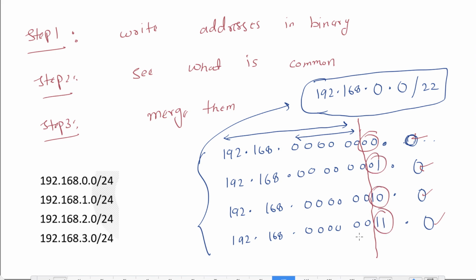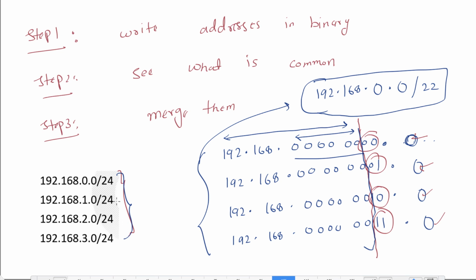This is what it is saying. Anything that starts with 192.168 dot these zeros is one of these networks. See what is common in all of this: 192 is common, 168 is common, and these bits are also common. So anything that is starting with 192.168 dot these bits belongs to one of these networks.